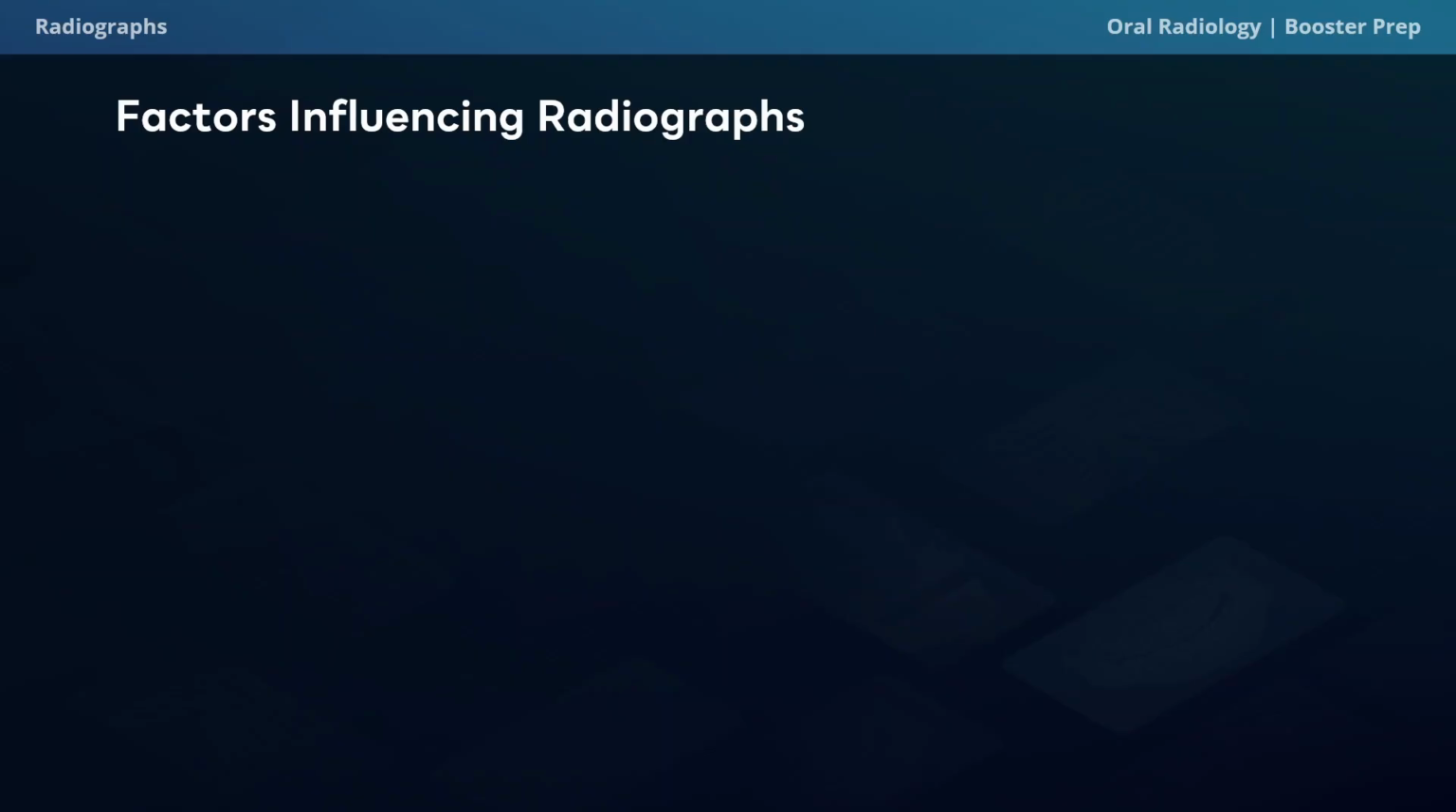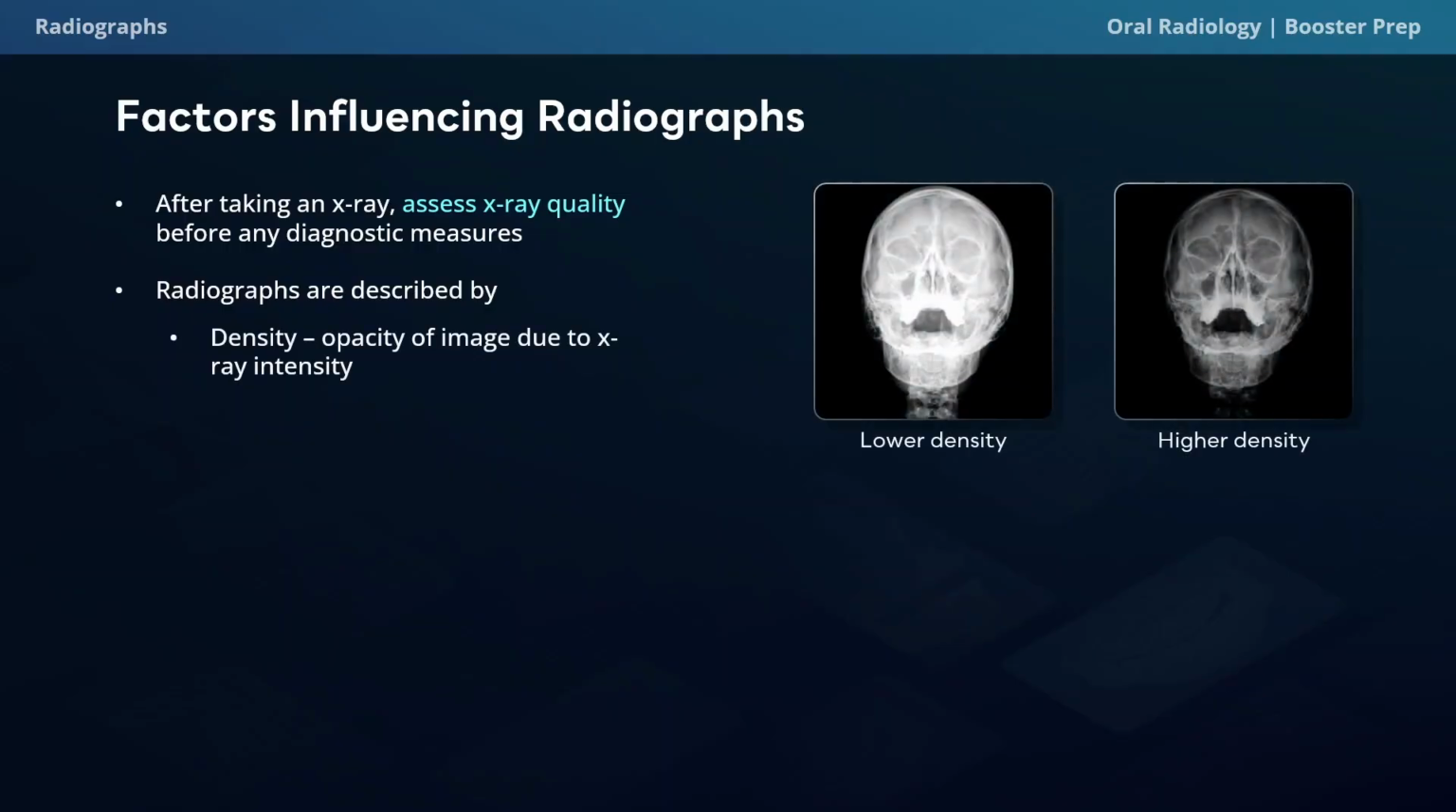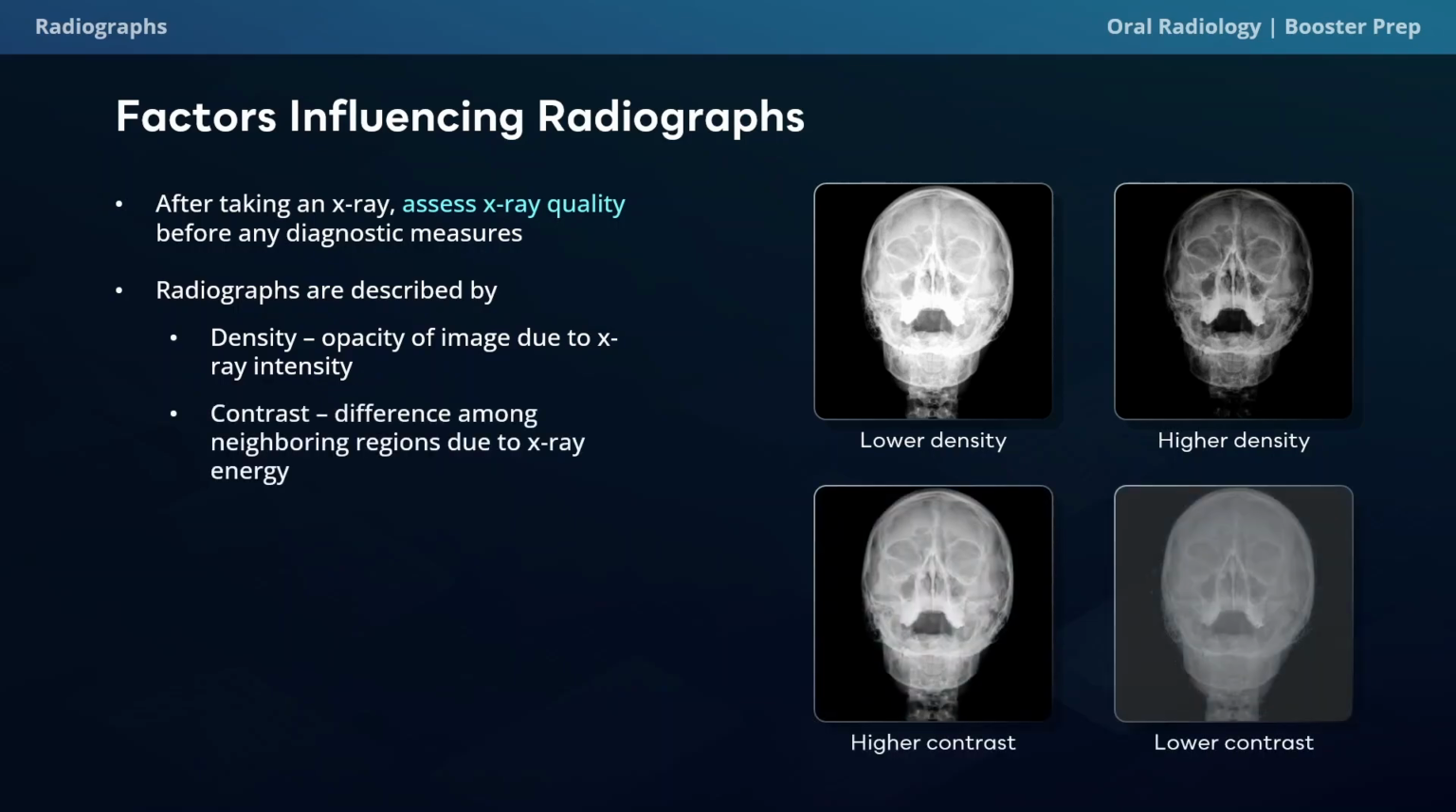Now, there are a few key factors that affect how our radiographs turn out. So before we jump into any kind of diagnosis, it's super important to evaluate the image quality first. But before we get into the nitty-gritty, let's clear up two important concepts, and that is density and contrast. These are terms that are commonly used to describe what we are seeing on our radiographs. Density refers to how dark or light the image is overall, and it's influenced by how intense the X-ray beam was. Contrast, on the other hand, is all about the differences between neighboring areas on the image, and it reflects how much variation there is in the shades, which comes from the X-ray energy.